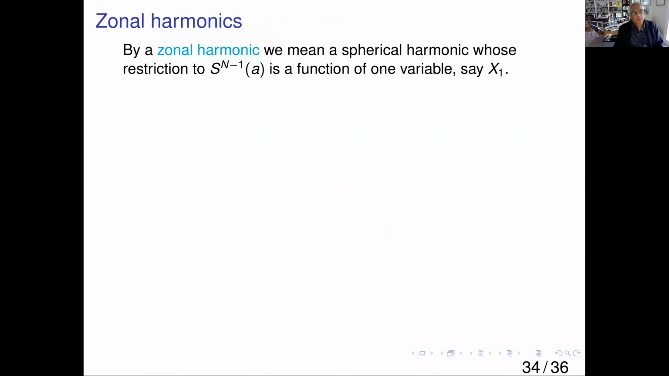Now, for spherical harmonics, there's a related concept which is called a zonal harmonic. Basically, it is just a spherical harmonic that is a function of one variable. Now, you could insist, well, that's a general variable, maybe it's some combination of x1, x3, x18. But let's just say it's a function of x1. So it's a spherical harmonic whose restriction to the sphere is a function of x1.